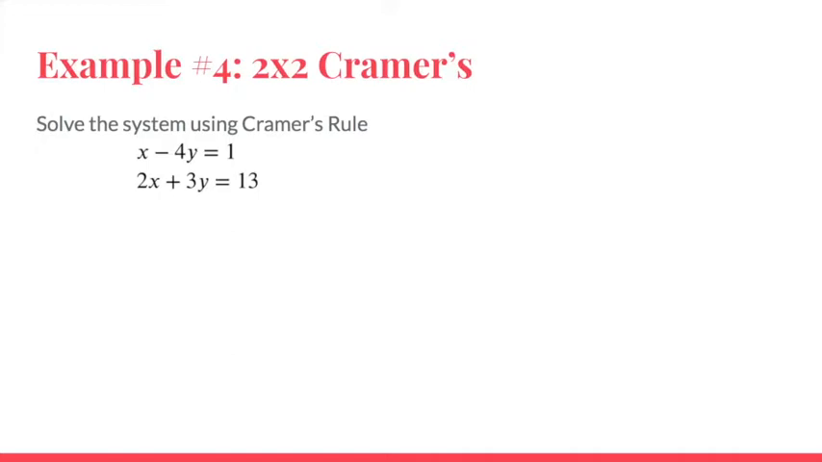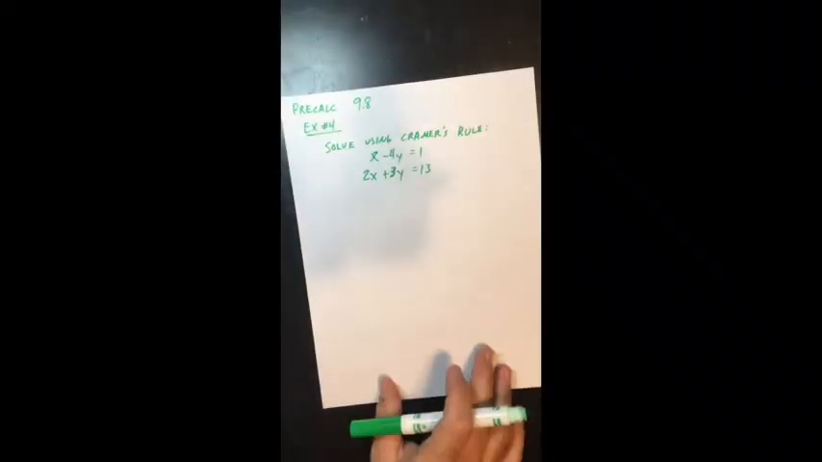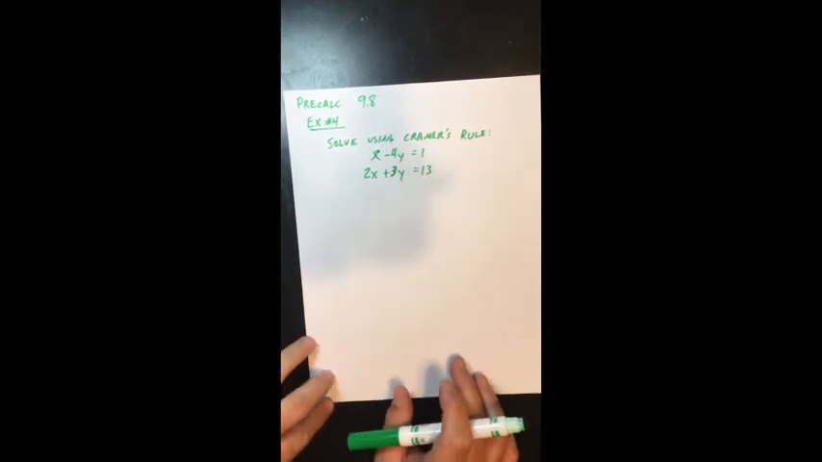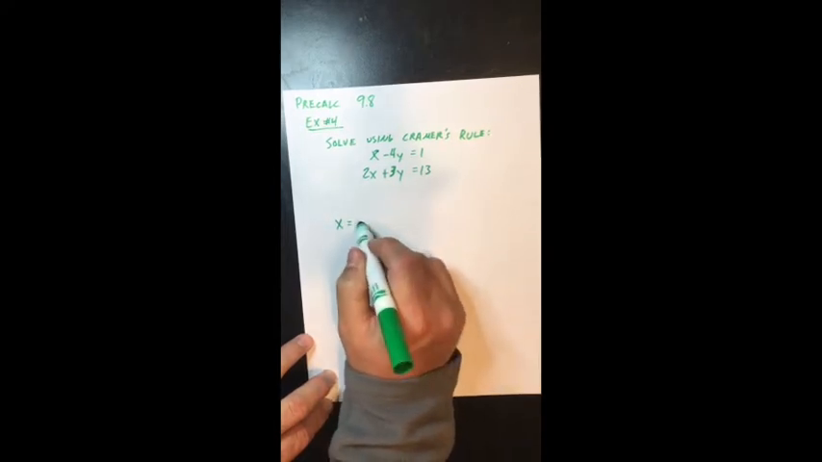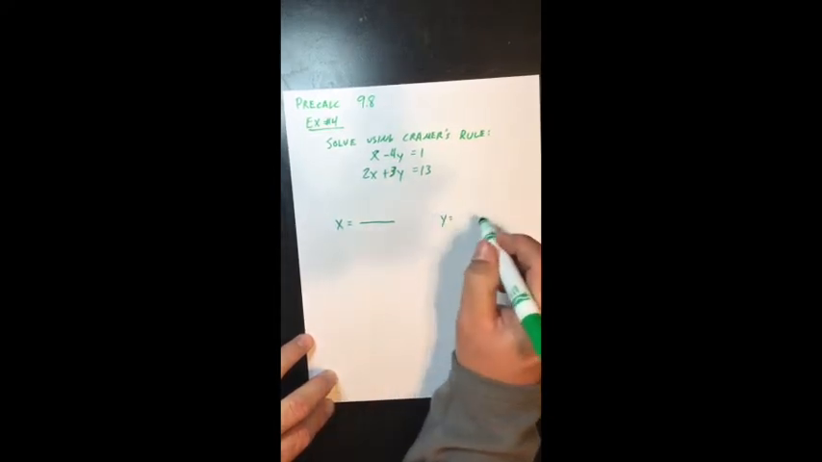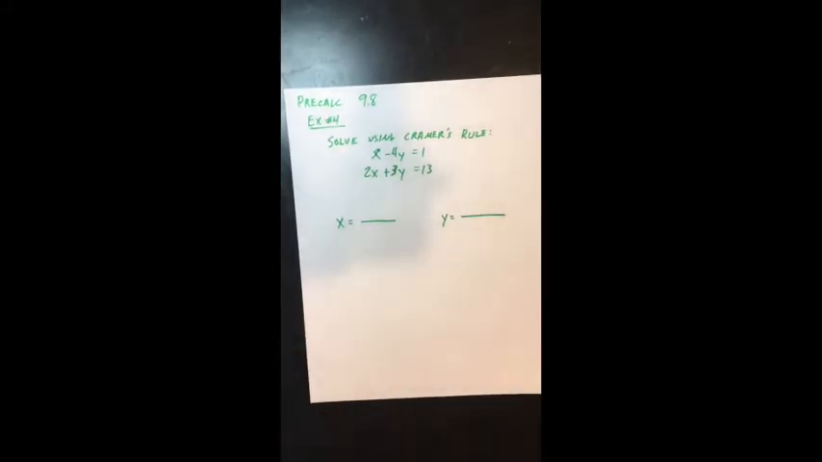Our example number 4 is solving a two-variable Cramer's rule problem, and so we'll switch over to the document camera to do that. In example number 4, we're going to solve this system of equations using Cramer's rule. And the key here is setting up your determinant fractions. That's really the big important step here.